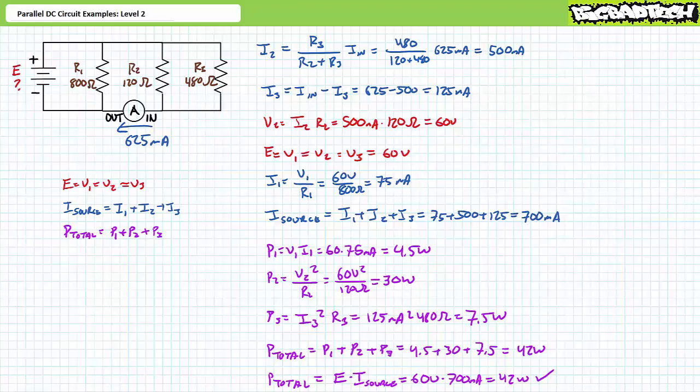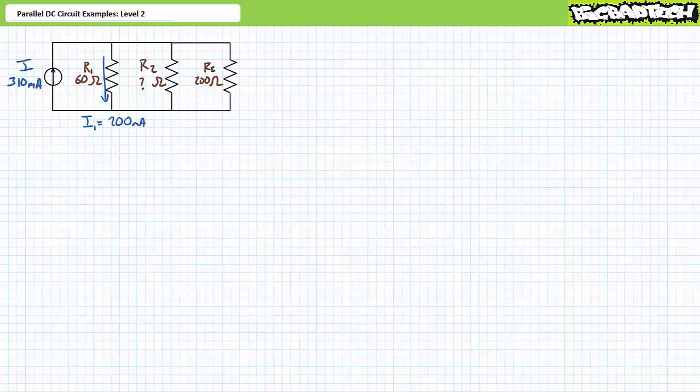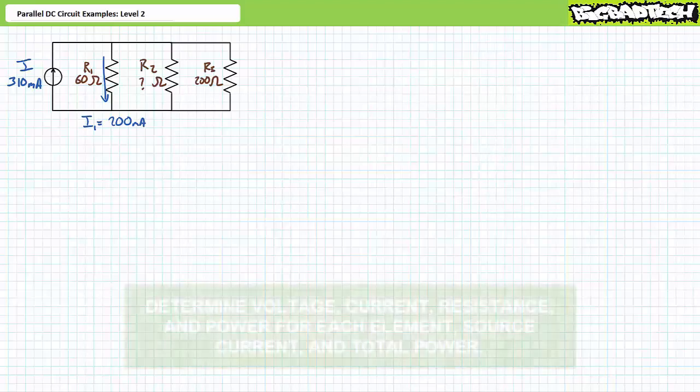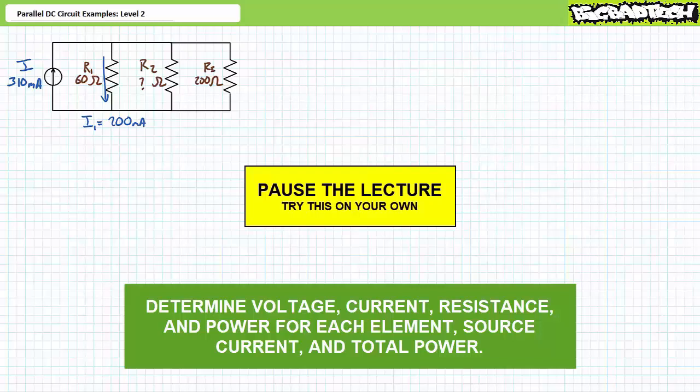final illustrated example. Alright, our final illustrated example features a 310 milliampere current source and a parallel combination of R1, a 60 ohm resistor, R2, an unknown resistor, and R3, 200 ohms. We additionally know that current through resistor 1 is 200 milliamperes. We're being asked to solve for the voltage drop across each element, the current through each element, the power dissipated by each element, the source current, and the total power. By all means, pause the lecture and try this on your own.